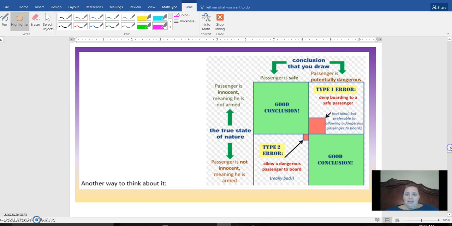So let me give you an example. This happens all the time because of racial profiling. There's a guy getting on a plane, and they are not sure if he's armed or not. And so in order to ensure the safety of the passengers on the plane and in the airport, they're going to draw some conclusions. Maybe when he walked through the metal detector, they saw a little blip or something. And so there are some scenarios that could occur.